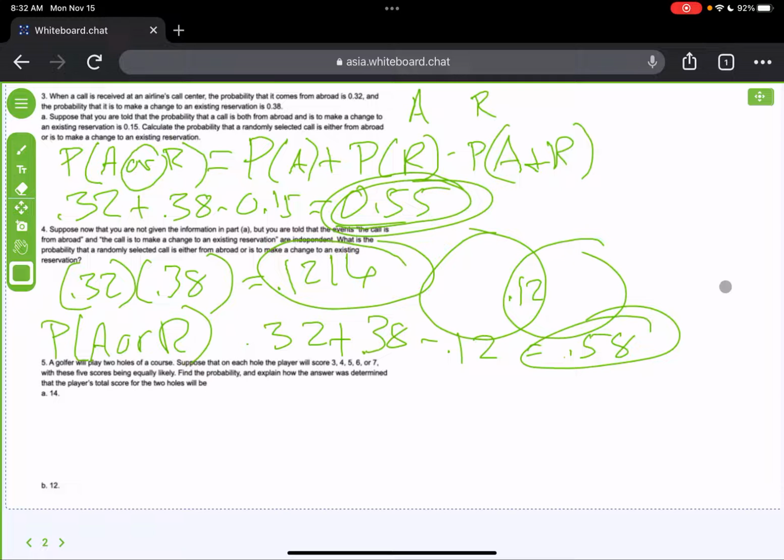A golfer will play 2 holes of a course. Suppose that on each hole the player will score 3, 4, 5, 6, or 7. Now these 5 scores being equally likely, find the probability and explain how the answer was determined that the player's total score for the 2 holes will be 14. You've got 2 holes here. You can only score 3, 4, 5, 6, or 7. How can we get a combination of 2 holes to equal 14?